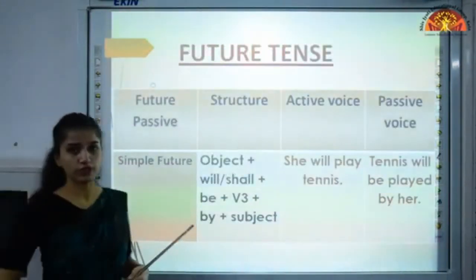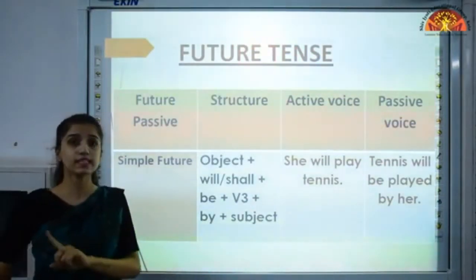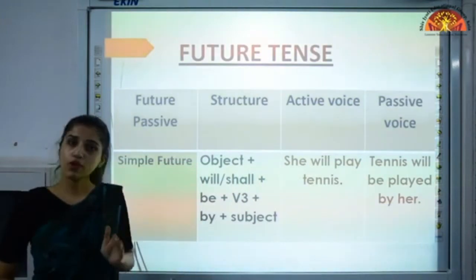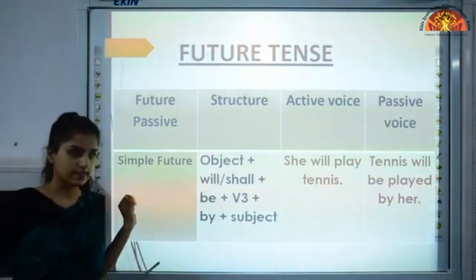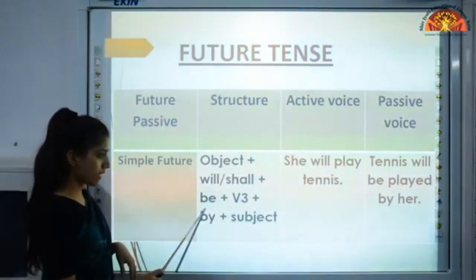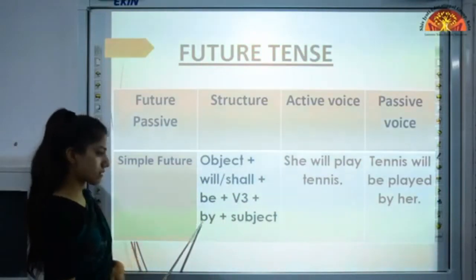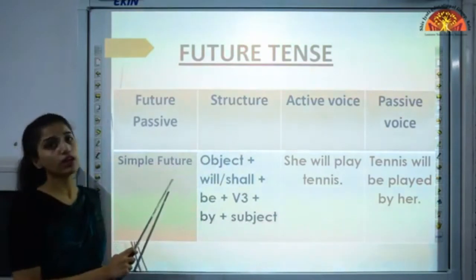Coming to the last tense, that is future tense. As I told you, future continuous tense does not form passive voice. So we will be just studying about simple future tense. So object plus will, shall plus be plus verb third form plus by plus subject. This is the structure for simple future tense.